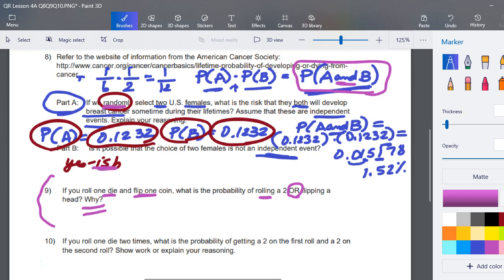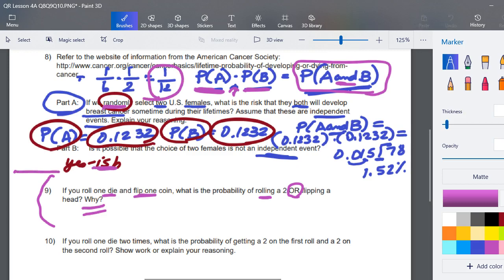And our formula was, if it's "and," we're going to take the probability of one event and multiply it times the probability of the second event. We saw this happen earlier when we wrote out all of the possibilities of flipping a coin and getting heads and rolling the die and getting a 2. We just found 1 out of 12 possibilities.